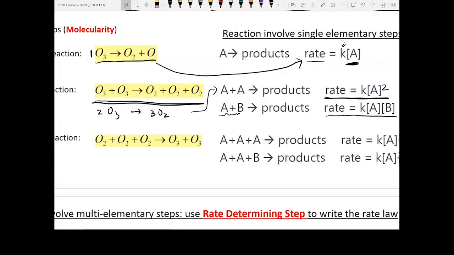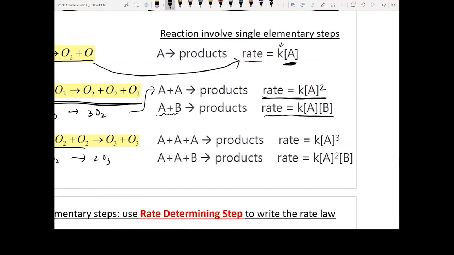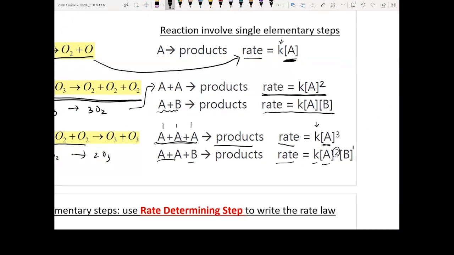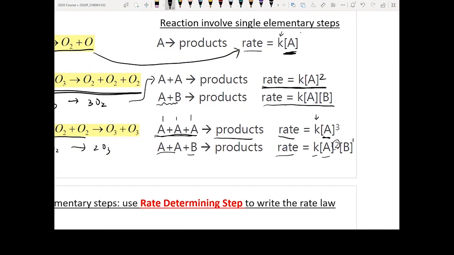One more example. If your reaction is like this, 3 O2 gives you 2 O3, then basically you have 3 species adding up to give you a product. Then the rate is just going to equal your rate constant k times your reactant to the third power. If it's actually 2A plus 1B, then your rate is going to equal k times [A] to the second power times [B] to the first power. In other words, the coefficient for your elementary step is simply the stoichiometry of your reactant.